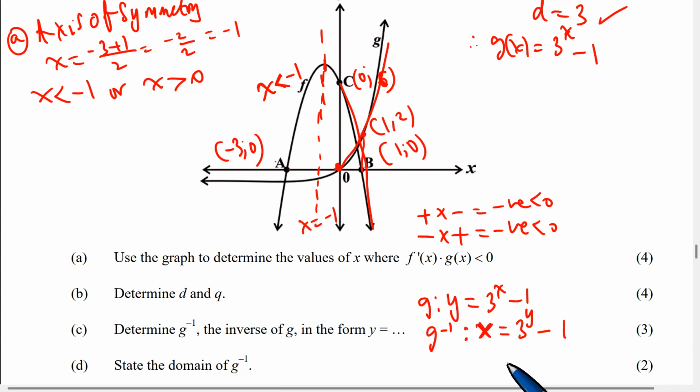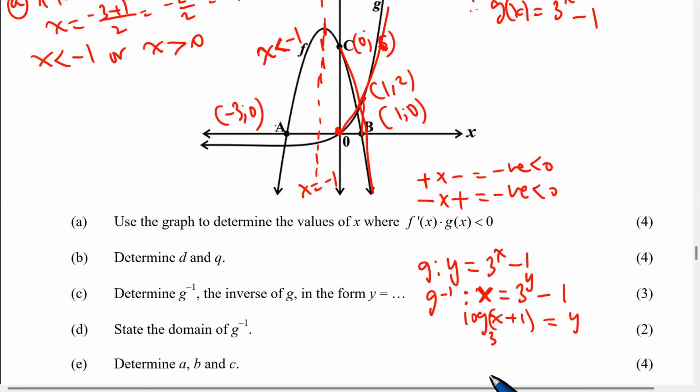Now we need to solve for Y here to get the inverse, which means that you can just transpose the 1 to the other side. Now you transpose the 1, so it becomes X plus 1 here, and then you have equals Y. The 3 is the base. It becomes the base of the log like this. So what is the answer? The answer to the question is therefore that G inverse is the same as Y equals the log of X plus 1 base 3.